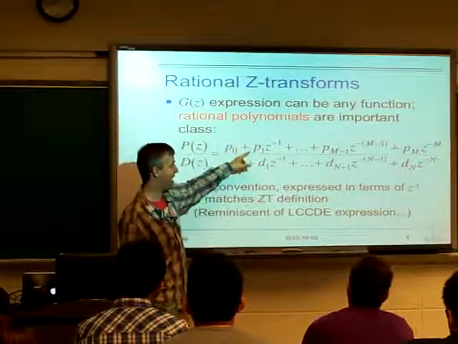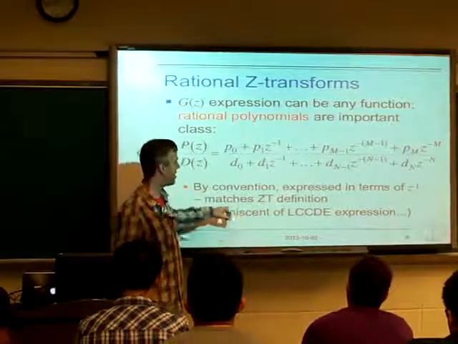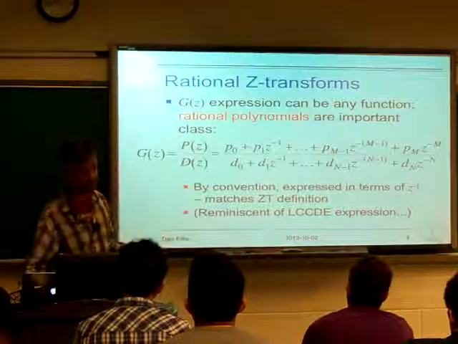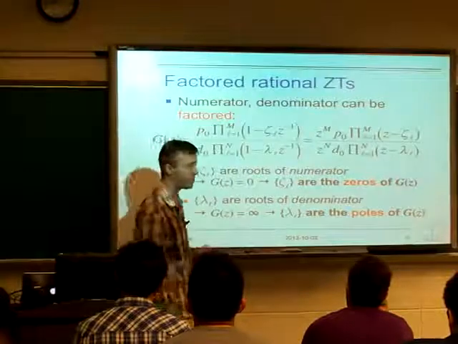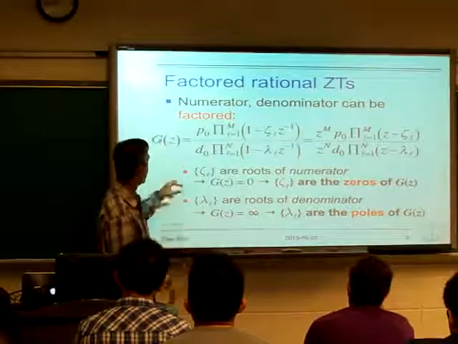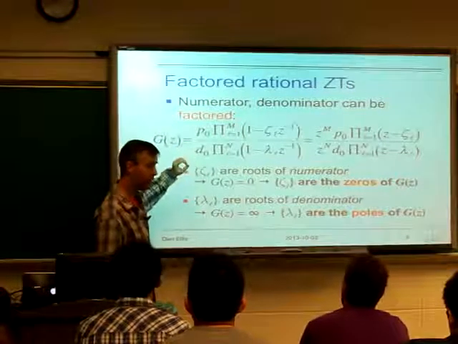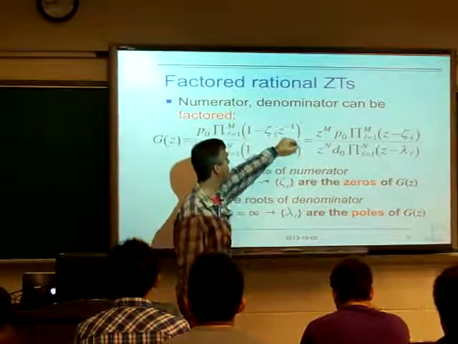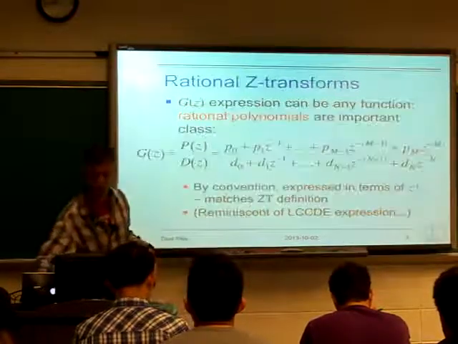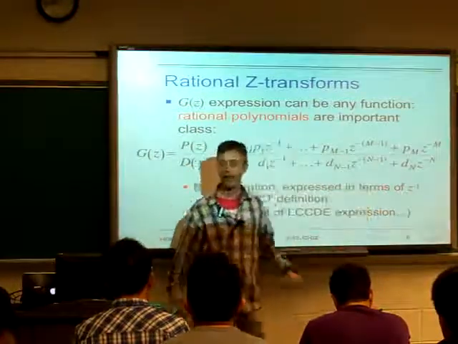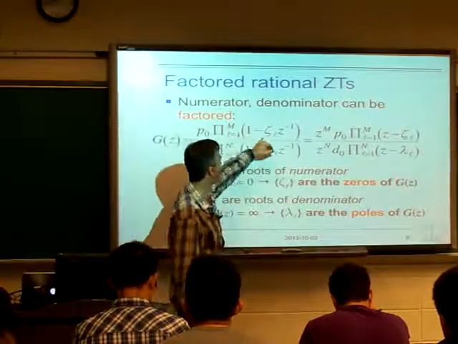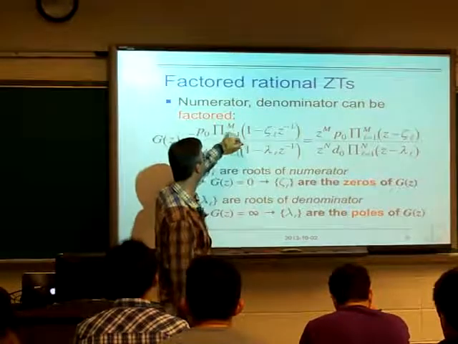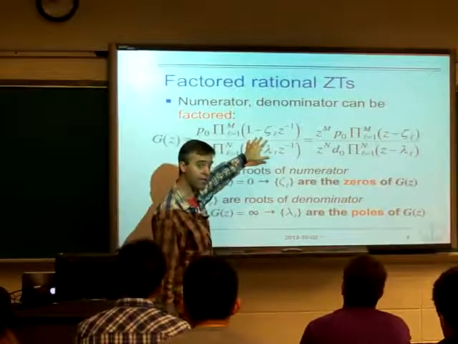We note here we're using P's and D's with finite subscripts, which is similar to the variables we used in the LCCDE expression, and that's not a coincidence. It turns out they're the same values, as we'll see in a little bit. If we have a G of Z written this way as the ratio of two polynomials in Z, we can factor it. We can find some set of terms such that the polynomial we had before, with successively more negative powers of Z with different coefficients, works out as the product of a set of terms like this, 1 minus zeta L times Z to the minus 1 for L equals 1 to M, and then some constant out front. You can always factor a polynomial like this.